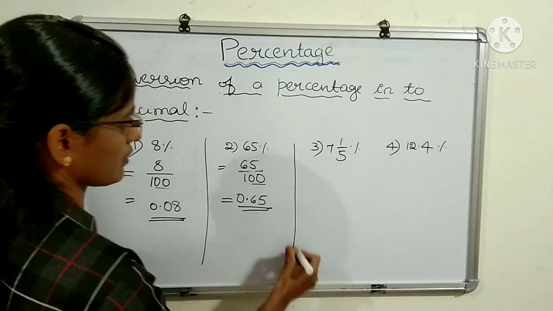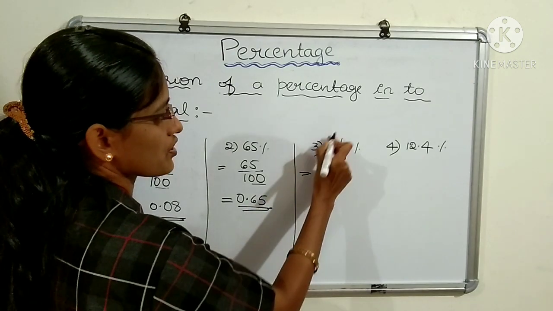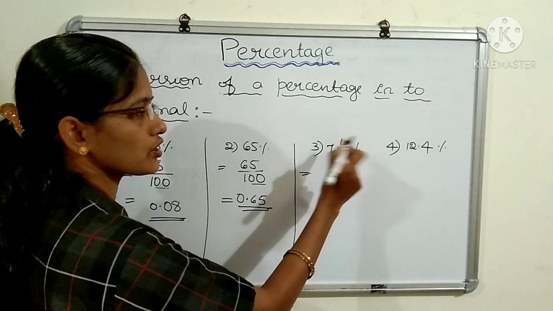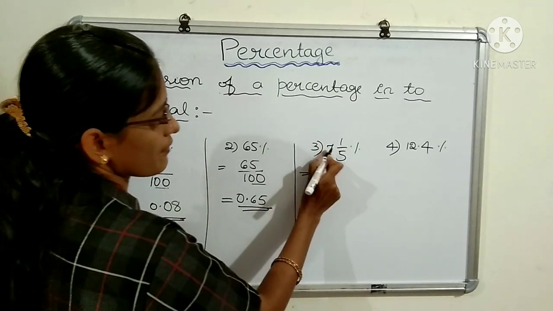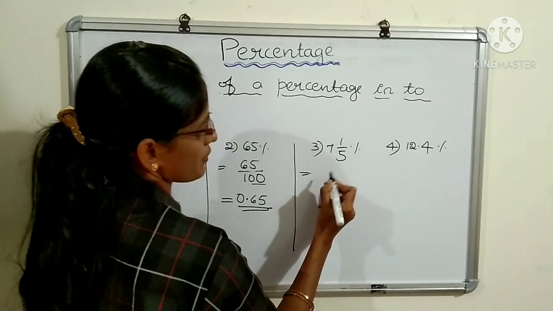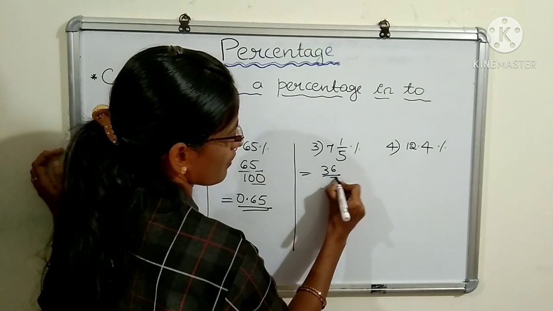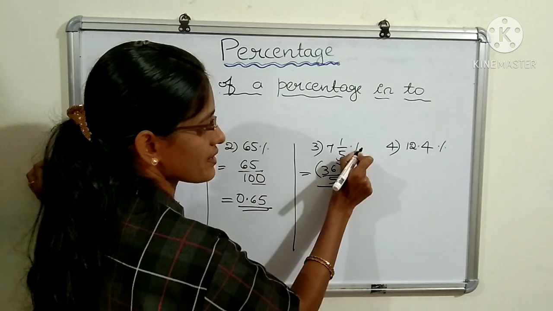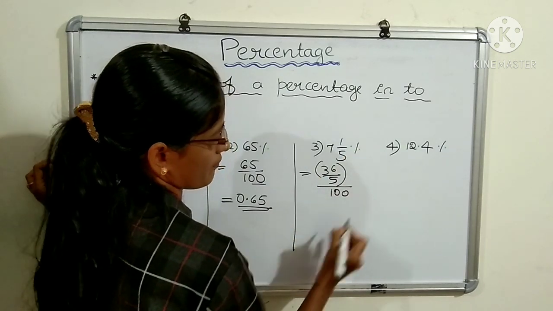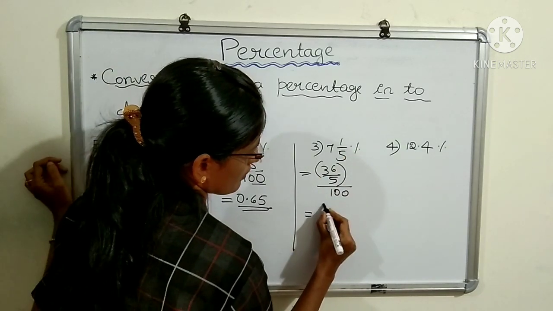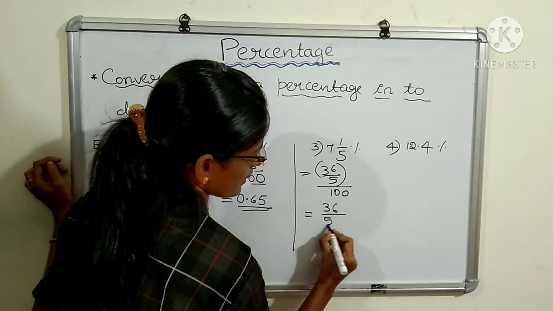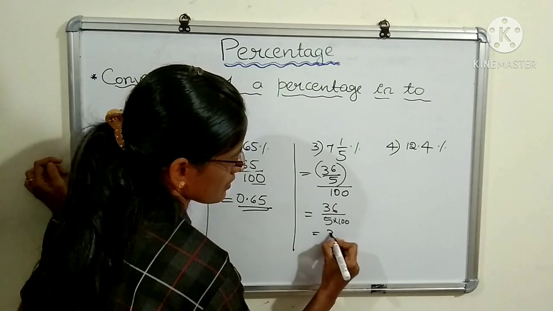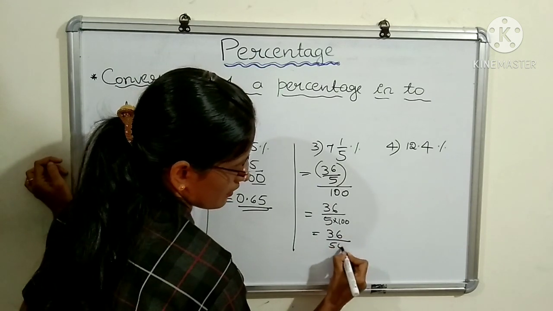Here what you will do, students? Question is in fraction form. First this is in mixed fraction. Convert to improper fraction. 7 5s are 35. 35 plus 1, 36 by 5, divided by percentage means 100. This is nothing but what? 36 by 5 into 100. That is 36 by 500.